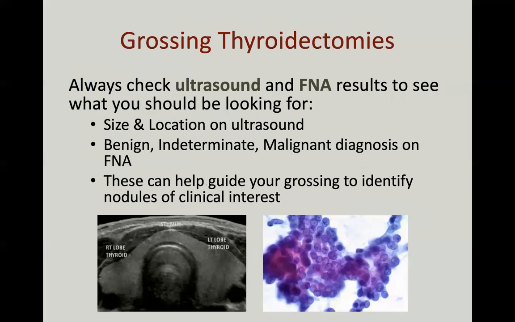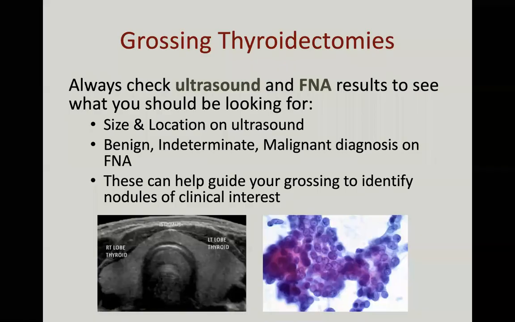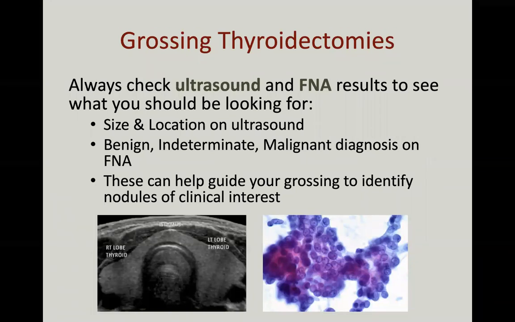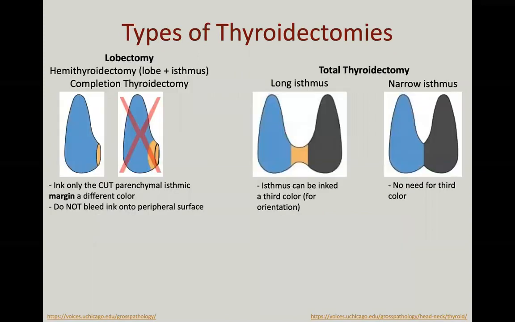When you approach a thyroid, as I always recommend, check the ultrasound and check the FNA results to look for size, location, and FNA diagnoses, and that's going to help your grossing. Just as a reminder, you may get a lobe or a hemi, and you may get a total. If you're dealing with a lobe or a hemi, we really only ink that cut isthmic margin a different color, because that is a different margin than the periphery. That plane is in continuity with the rest of the gland, whereas the peripheral margin is in continuity with the neck tissues of the patient. So there are different margins there.